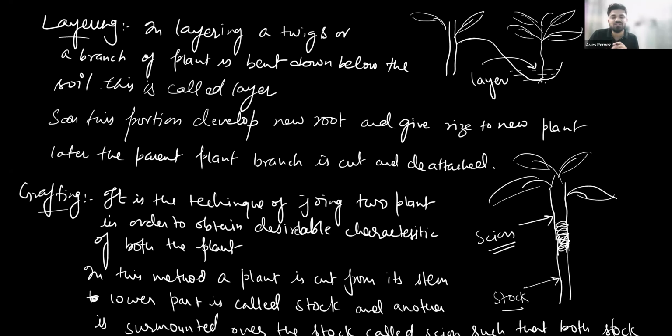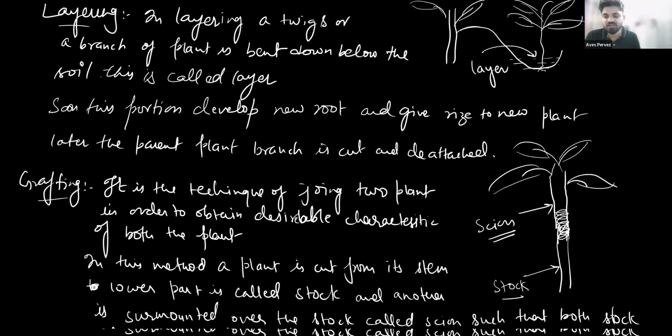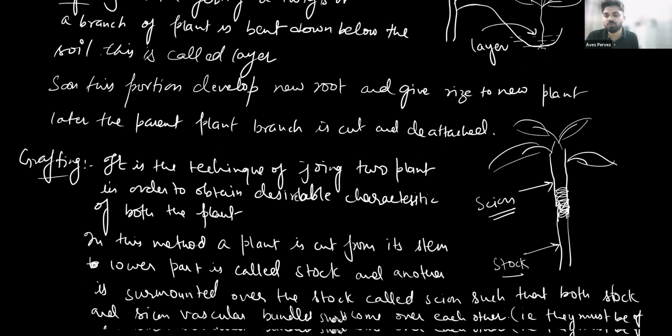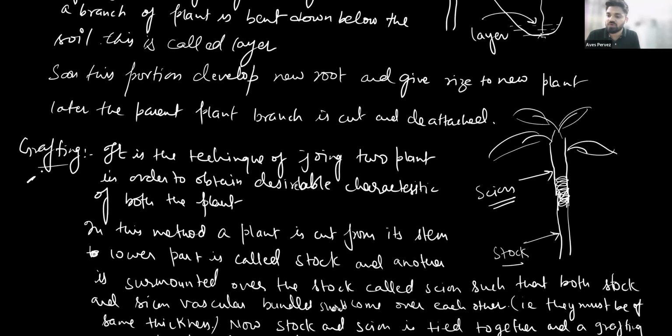Now the next one is grafting. What is grafting? Let me show you. Grafting is another asexual method of reproduction. In grafting we just take a plant part and cut it like this. We do grafting in order to get two desirable characteristics of plants.